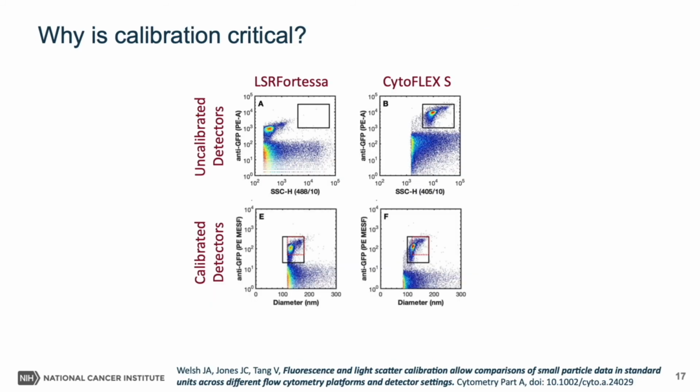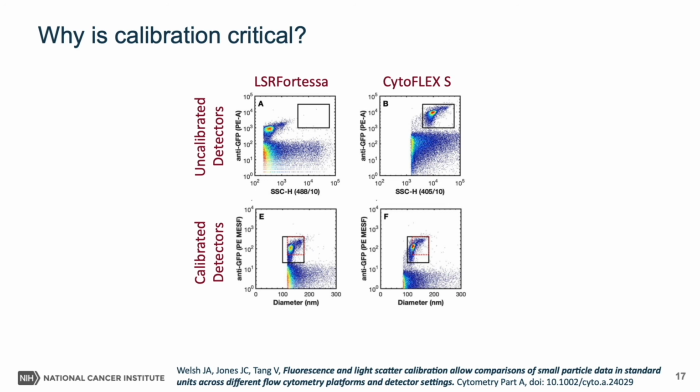Finally, I wanted to demonstrate the utility of calibrating the parameters being used to enumerate small particles. This work was recently published with Vera Tang at the University of Ottawa and was based on a tutorial we gave this time last year at CYTO. The top plots show the detection of GFP-expressing murine leukemia virus, which is approximately 124 nanometers. This was detected at 3 different settings across an LSR-Fortessa and CytoFlex-S. You can see that if I draw a representative gate around the murine leukemia virus on the CytoFlex's plot, none of the virus appears in that same gate on the LSR-Fortessa.